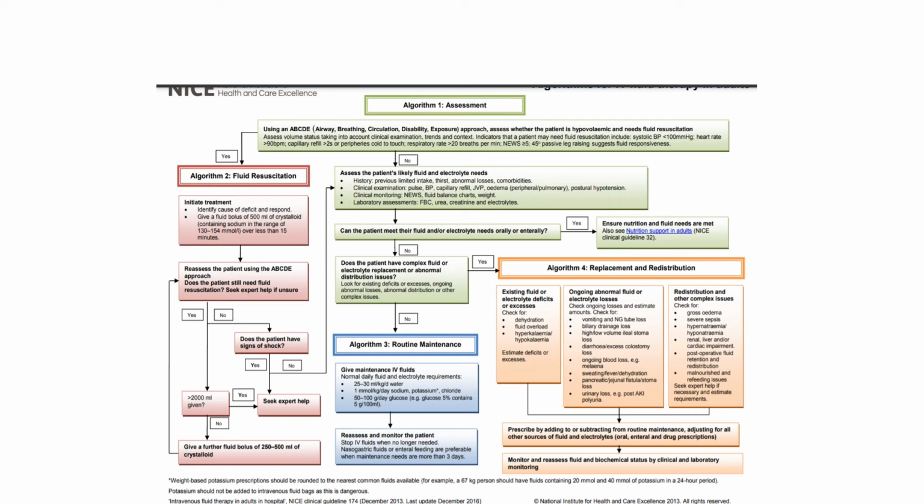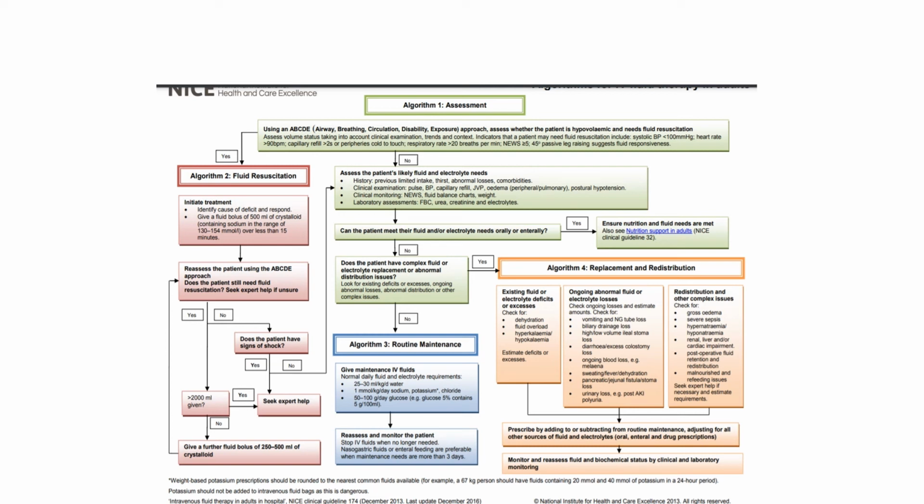Then again reassess the patient using the ABCDE approach and determine if the patient still requires resuscitation. If the patient doesn't require it, then you can give maintenance fluids. But if the patient requires it, you can increase the fluid challenges. If you have reached a limit of 2000 ml, or the patient still has signs of shock, then you can consider seeking expert help. If the patient has underlying cardiac disease, consider getting a cardiac opinion. If the patient has underlying sepsis, consider changing the antibiotics and considering inotropic support.